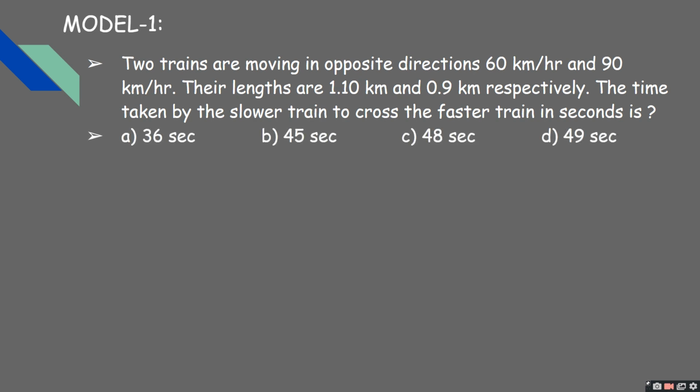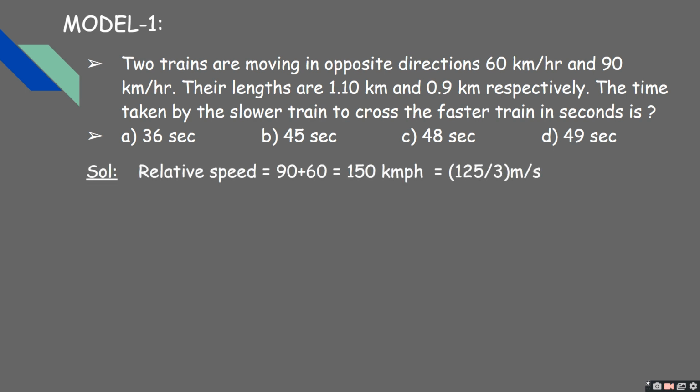For any question, firstly calculate relative speed. Here the relative speed is 60 plus 90, that equals 150 km per hour. Converting kilometer per hour into meter per second, we have to multiply with 5 by 18. That equals 150 into 5 by 18 equals 125 by 3 meter per second. As both trains are moving in opposite direction, we have to add the speeds.